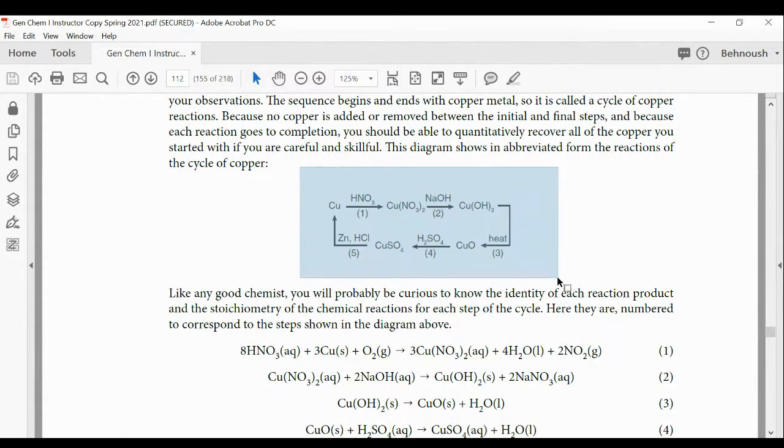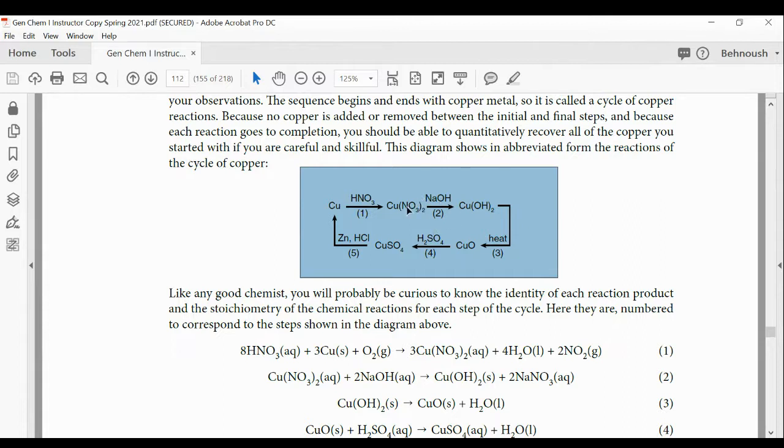The cycle that I was talking about, you cycle the copper through sets of reactions. You start with copper, you add nitric acid first, and step 1 is going to change to copper nitrate, because concentrated nitric acid is strong enough to dissolve copper. So you would get the copper nitrate. Copper nitrate is a blue color solution, because all nitrates are soluble in water, right?